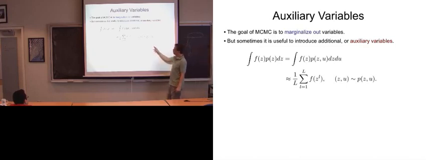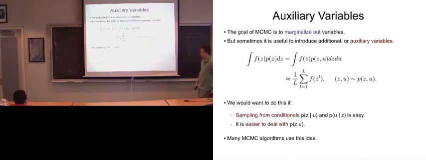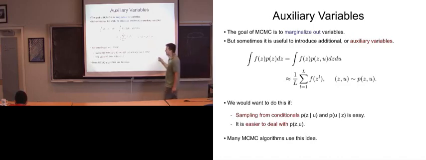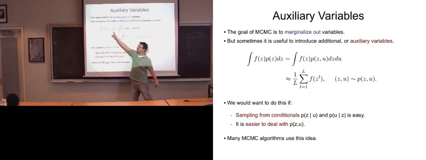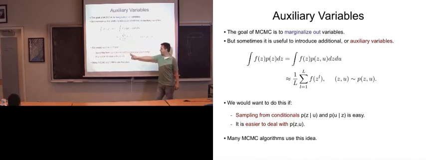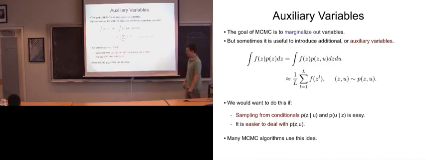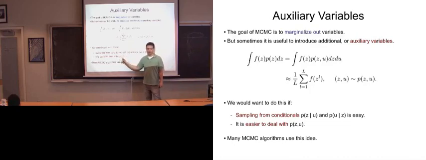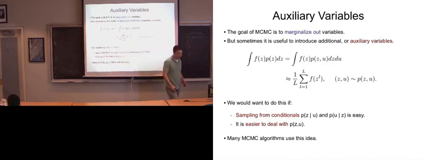So in this case, you sample Z and U from the joint, and then you're doing a Monte Carlo approximation. Now, we will want to do this if sampling from the conditionals is easy. It might be difficult to sample from Z, but it might be easy to sample from the conditionals, Z given U, U given Z. And sometimes it might be just easy to deal with this joint as opposed to the marginal. A lot of different MCMC algorithms use this idea. It's sort of the source of developing new MCMC methods.